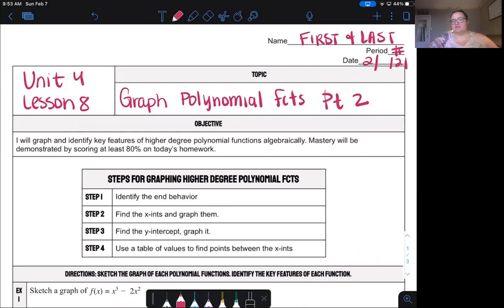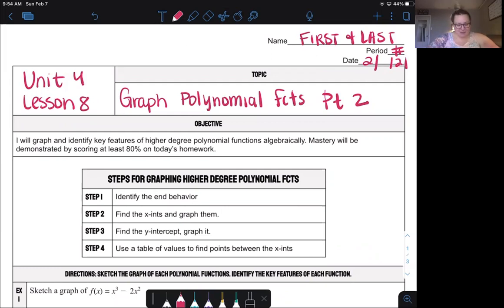Today we're going to be doing Unit 4, Lesson 8, Graphing Polynomial Functions, Part 2. As always, don't forget to put your first and last name, the period, and the date in the upper right-hand corner, so that way you get those free points when you turn in your notes, because your name, the date, and the period are all on the paper.